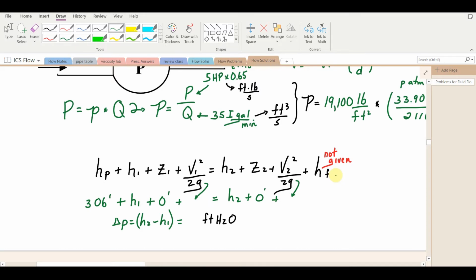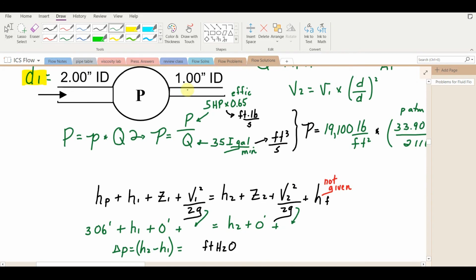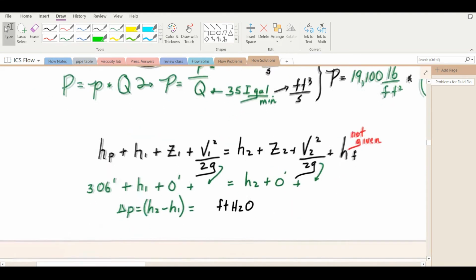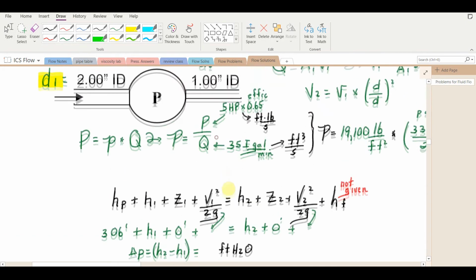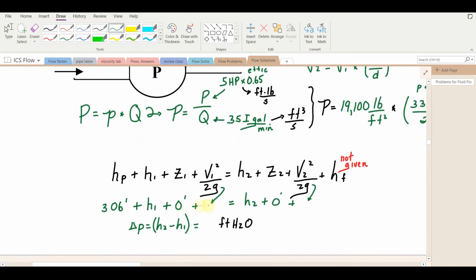So we're actually asked to calculate the pressure difference across the pump. The pressure will be greater at point 2 than point 1. You want to calculate delta P as H2 minus H1. You can get it from this equation if we can get the other terms. So the elevation will be easy. There's no change in elevation across the pump, so those terms become 0.